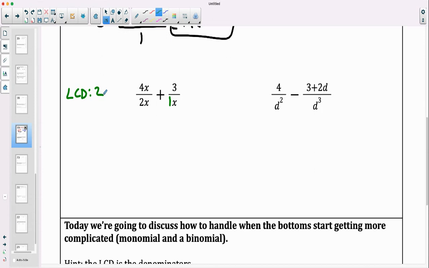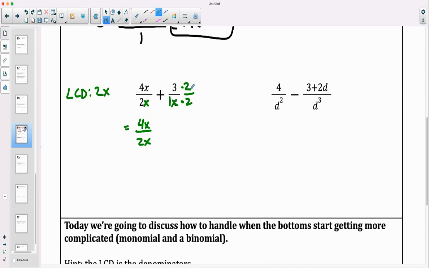And then we have to make sure that they have the same variable to the same exponent. So they're both an x to the 1 already. So I'm not going to have to change the amount of x's in either fraction. So all that needs to happen, the first fraction already has that LCD, so I'm not going to change it. The second fraction needs to get multiplied by 2, top and bottom.